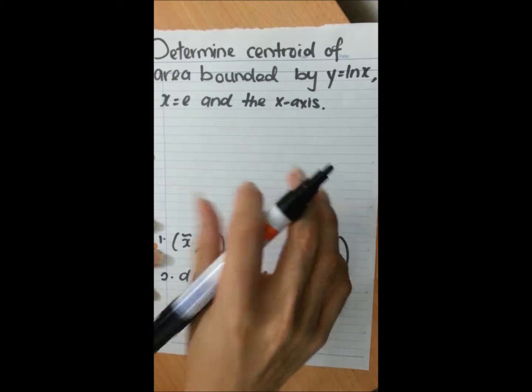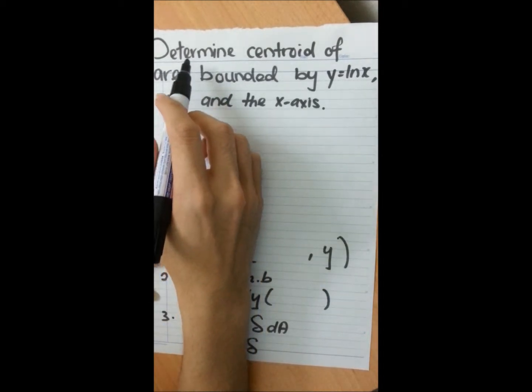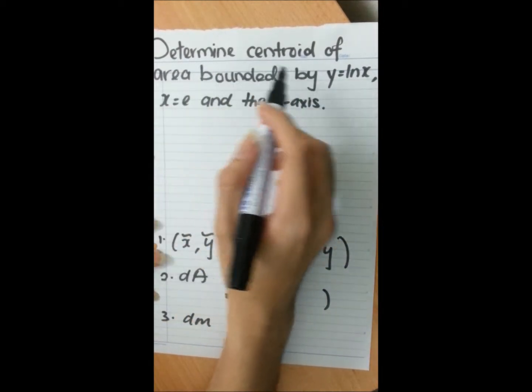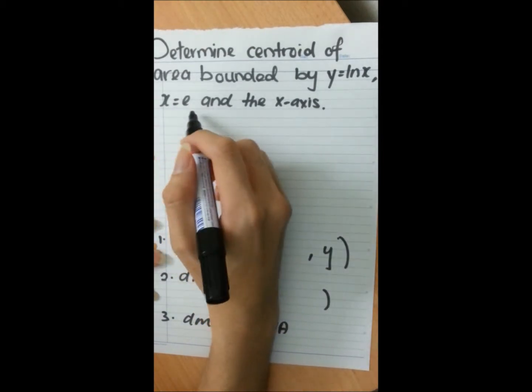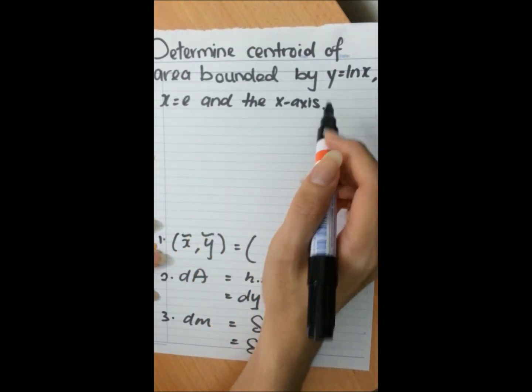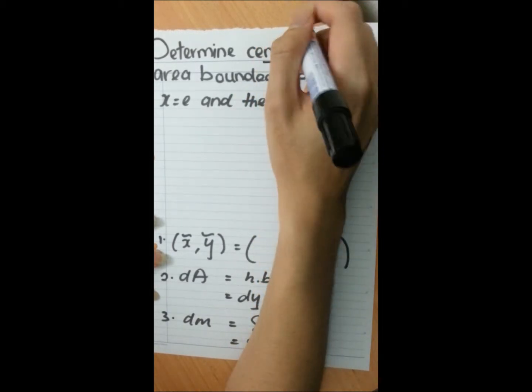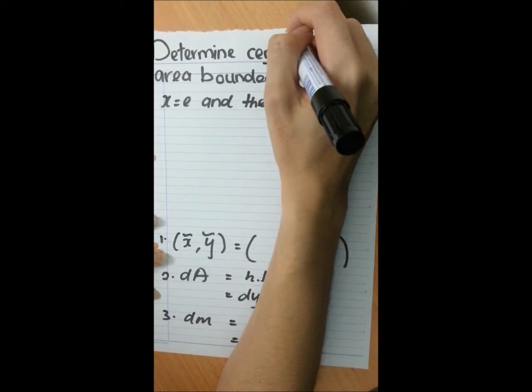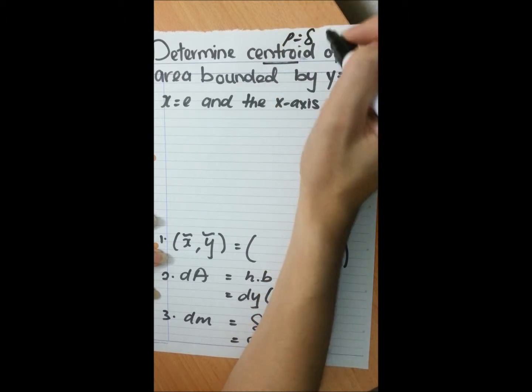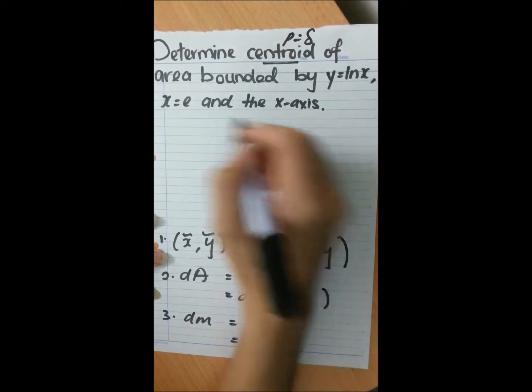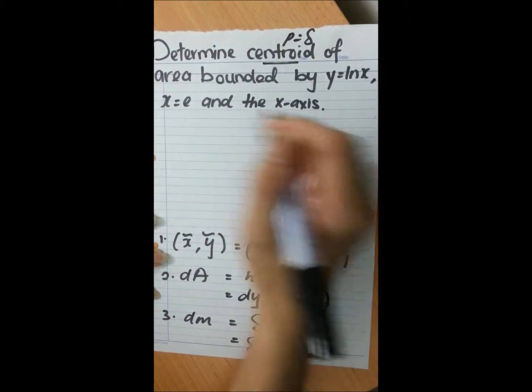So alright, let's start. The third question is: determine the centroid of the area bounded by y equals ln x, x equals e, and the x-axis. With the statement of centroid over here, it gives us that density is equal to a constant. So with these variables, we start by sketching the curve.